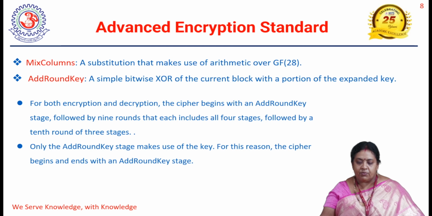For this pre-round transformation, we are going to use only one stage, that is add round key, and in the remaining 9 rounds we have all the 4 stages, that is substitute bytes, shift rows, mix columns, and add round key. But in the 10th round we have only 3 stages. This stage is not present in the last round, that is, mix columns is not available.